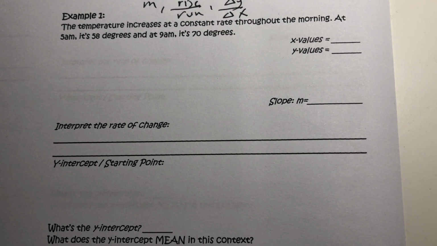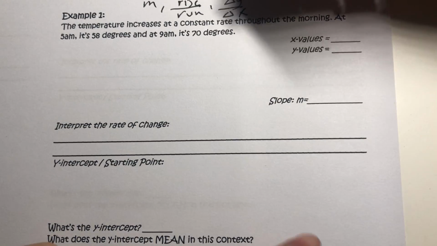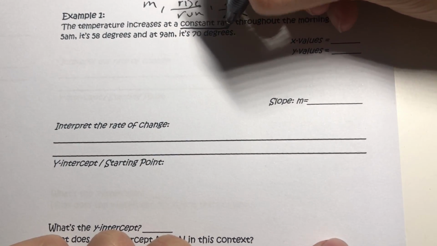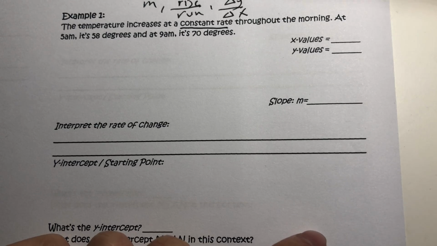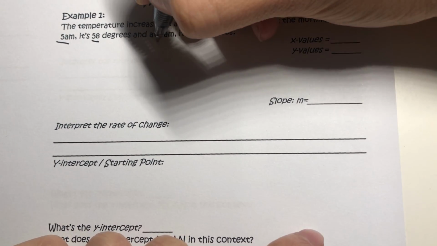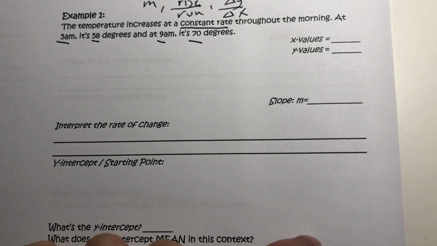Right, let's go through our first example. In our first example, the temperature increases at a constant rate. It's very important for us to have a constant rate, otherwise these problems would not work. Throughout the morning, at 5 a.m., it's 58. At 9 a.m., it's 70 degrees.